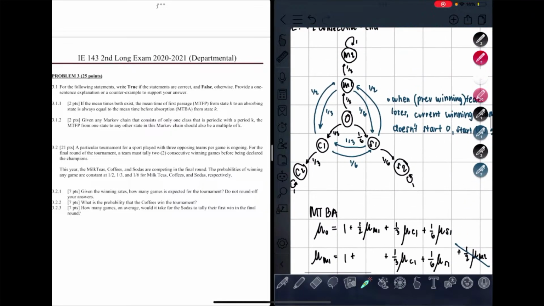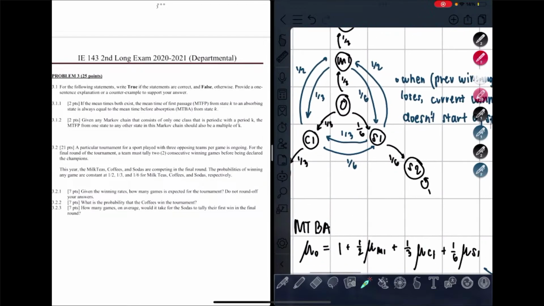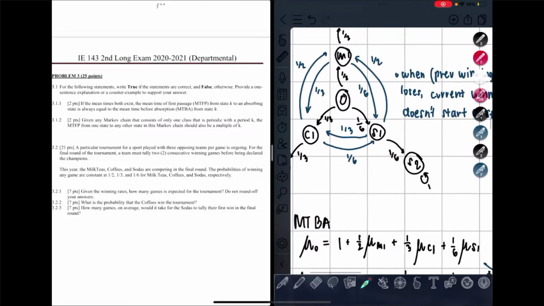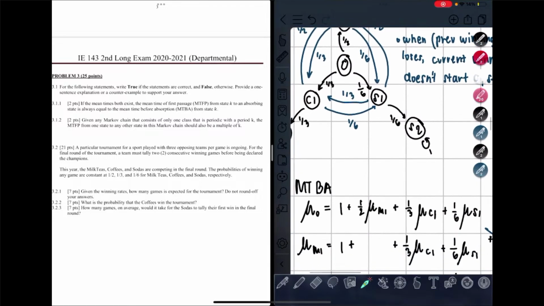Okay, I'll just run by this a bit more quickly this time. So again, our main concern is from 0 to any absorbing state. So it's just taking mu0 is equal to 1, which is always included, and then 1/2 mu m1, right? 1/2 because it's adjacent, and then 1/3 times mu c1 because it's adjacent then, and 1/3 chance to get there, and then 0 to s1, 1/6 chance mu s1. So same process. We have one equation for four unknowns. So let's try to get an expression for m1, which is the following.